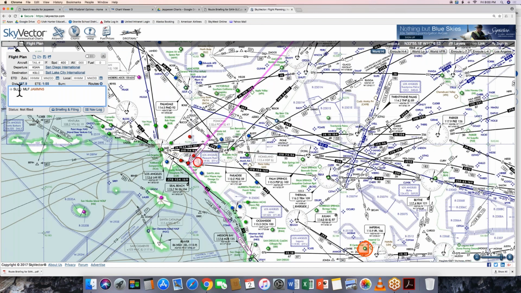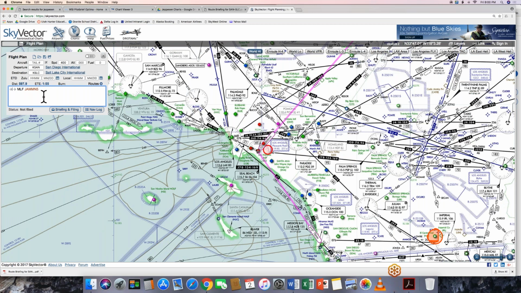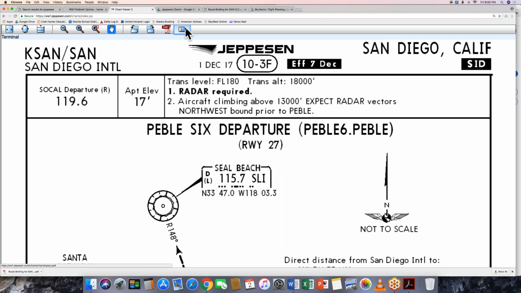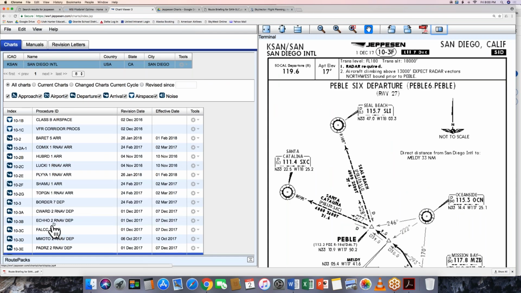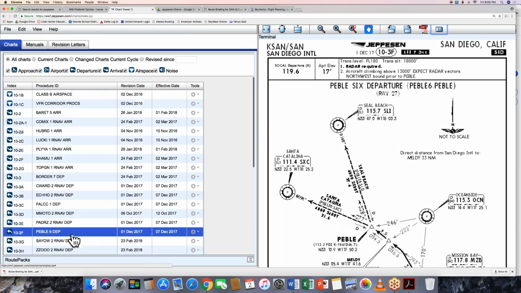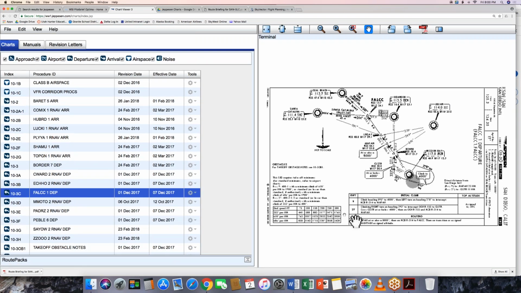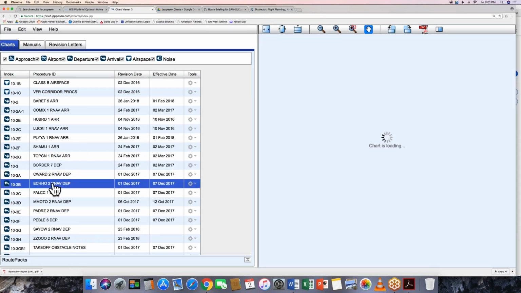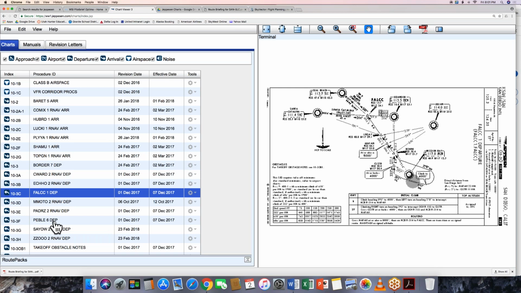So yeah, I don't like that at all. So we'll use our original plan here. Let's go back to our chart viewer. And what was the name of the departure we were going to use? Was it the FLCC? Oh, nope. Julian? Might have been the Border 7. Yeah, Border 7 departure. Just make sure.